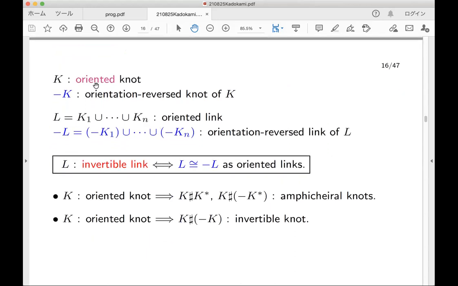Let K be an oriented knot, and minus K the orientation reverse knot of K. For an unoriented link L, we denote the orientation reverse link of L by minus L. Now we define that L is an invertible link if and only if L is equivalent to minus L as oriented links.